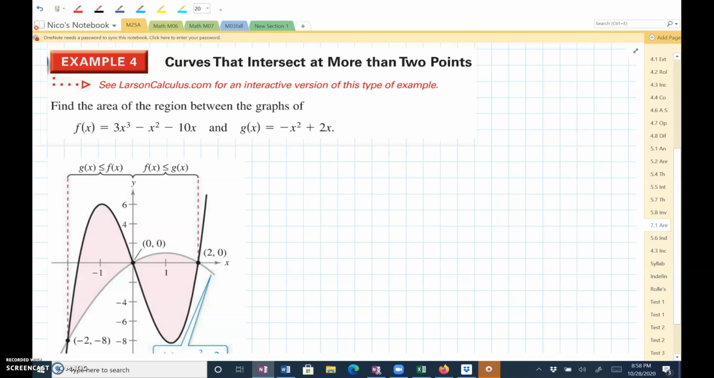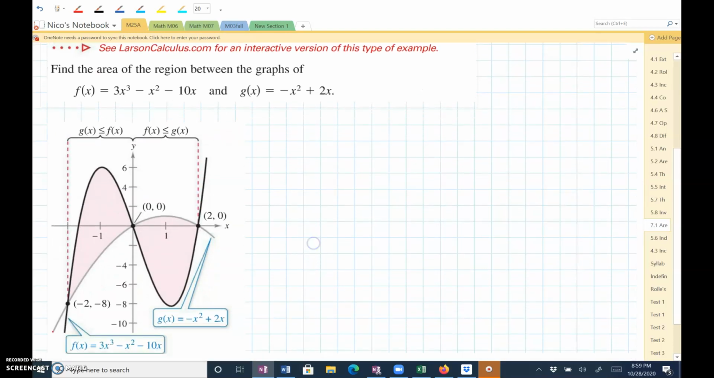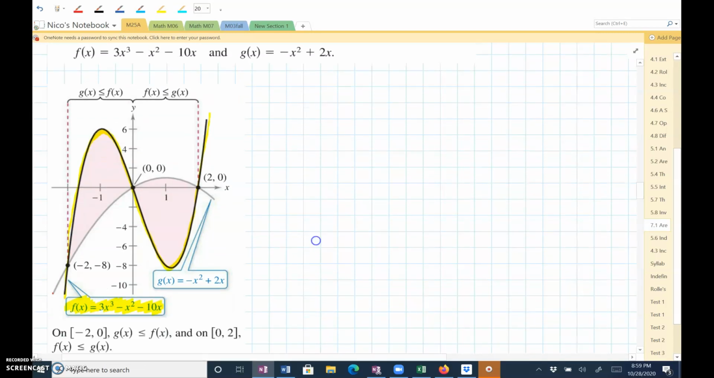Example 4, find the area of the region between the graphs. So, this function here is f of x, which is 3x cubed minus x squared minus 10x. And this function, this graph here, is g of x equals negative x squared plus 2x.